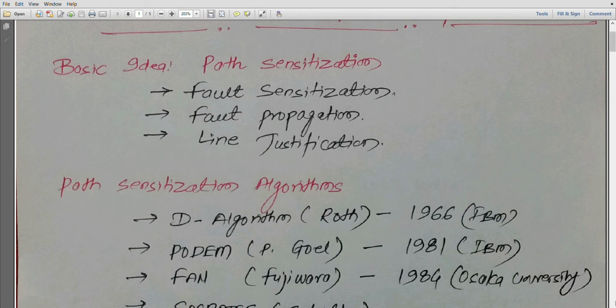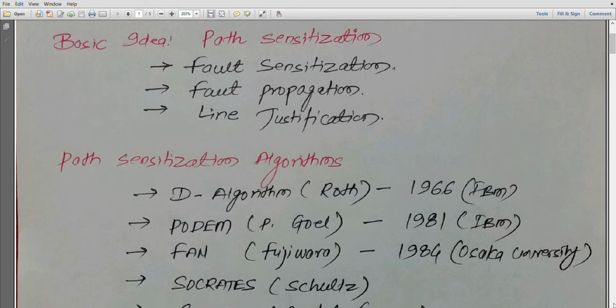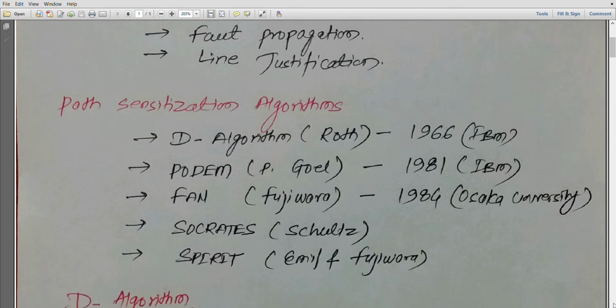Okay, now moving ahead, various path sensitization algorithms, that are nothing but the automatic test pattern generation algorithms, have been developed over the years. In 1966, Roth developed the D algorithm, that we are going to discuss today. In your syllabus also, the different algorithms are not defined. They will only ask you to explain the ATPG scheme, so you can explain any of the algorithms. So I am going to cover the D algorithm that was developed by Roth in 1966.